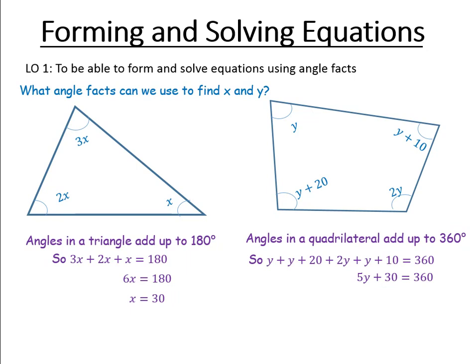So I've formed the equation now, and I've simplified it by collecting the like terms. Now I've got a perfect equation where I can easily solve it. You should be able to solve for y. If you subtract 30 from both sides, it gives you 5y is equal to 330. Then how can I work out y by itself? To get rid of the 5, you divide by 5 on both sides, and y is equal to 66 degrees. And that's all it is.